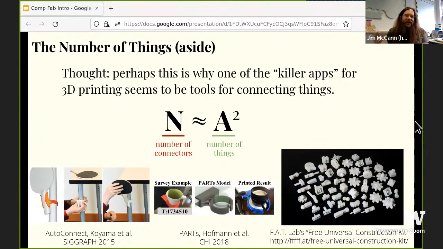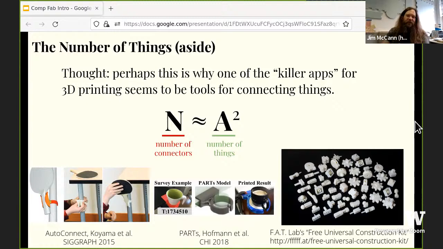And just as an aside, I think this shines some light on why one of the killer apps for 3D printing is connecting things, because the number of connectors goes as about n squared, or about the number of things you have to connect squared. So you have lots of connectors, more so than you have things, and therefore n is large, therefore it's worth investing effort in making those connectors.